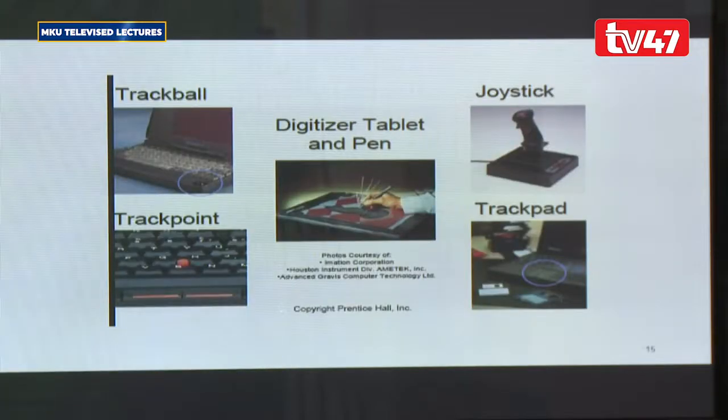That's some of the digital presentation of the input devices. You can see we have the trackball used on the keyboard. We have the joystick, we have the black pad, we have the tablet and the pen.